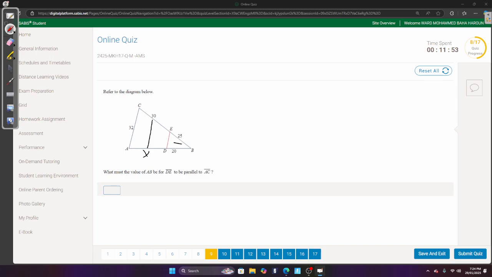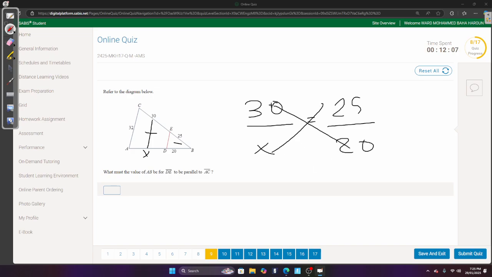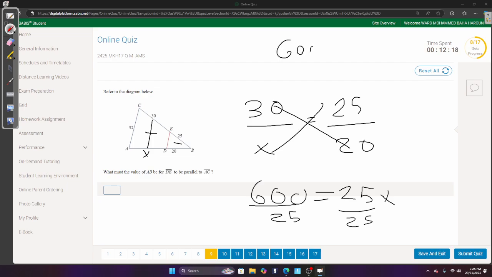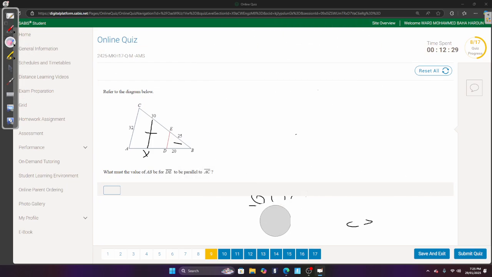So we're going to do what? 25 over 20 and 30 over x. Now we do cross multiplication. 600 is equal to 25x. When you divide by 25 on both sides, you're going to get 24. Let's just do the math quickly. Times 2, 50, 10, 100, 4. 24. So x equals 24.